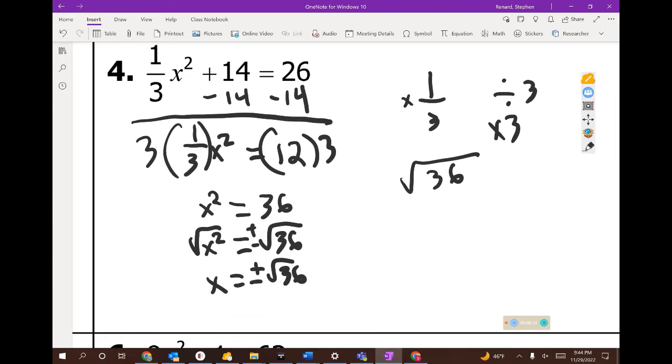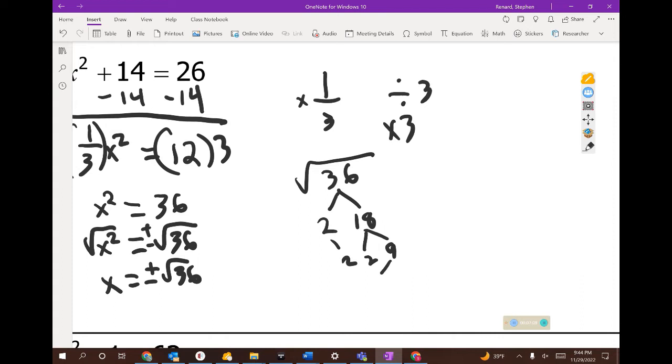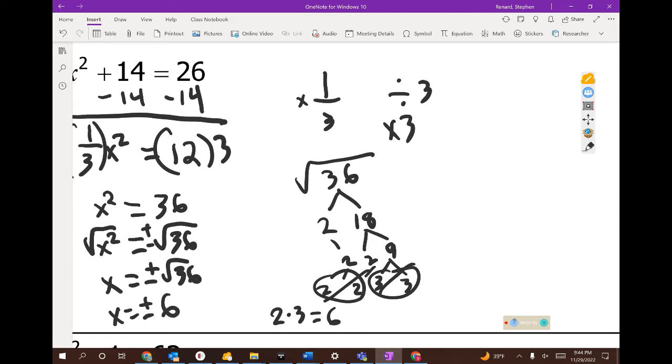36 is not a prime number. So we go 2 times 18. 18 isn't a prime number. That gives us 2 times 9. 9 is not a prime number. It's not divisible by 2, but it is divisible by 3. So we have 2 times 2 times 3 times 3. We have a pair of 2s and a pair of 3s. That gives us 2 times 3 on the outside, or 6. So x equals plus or minus 6.